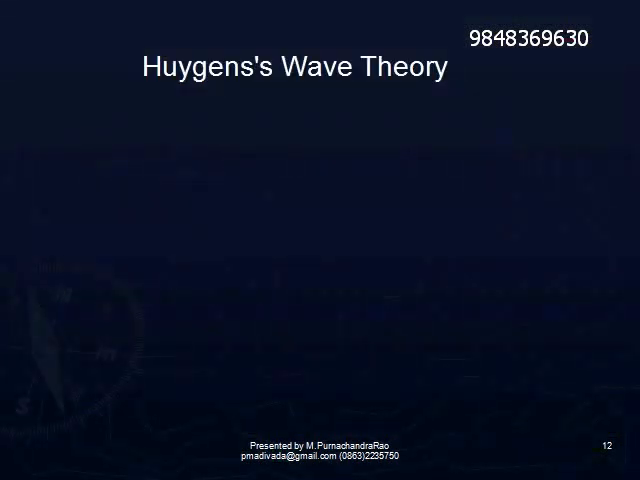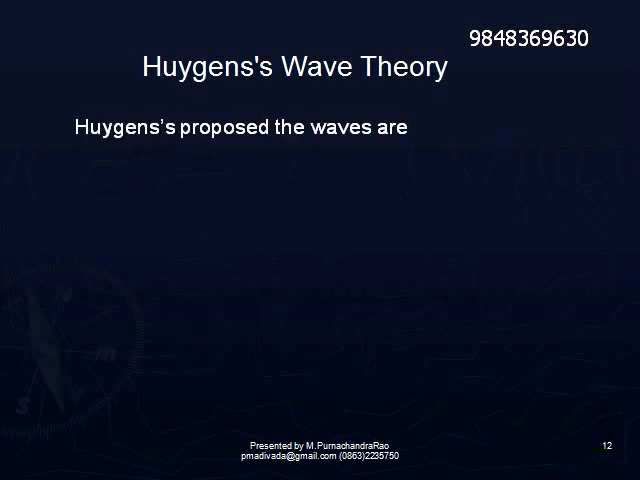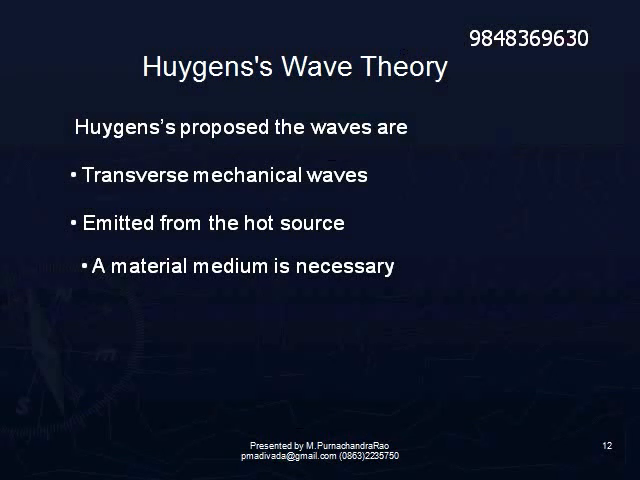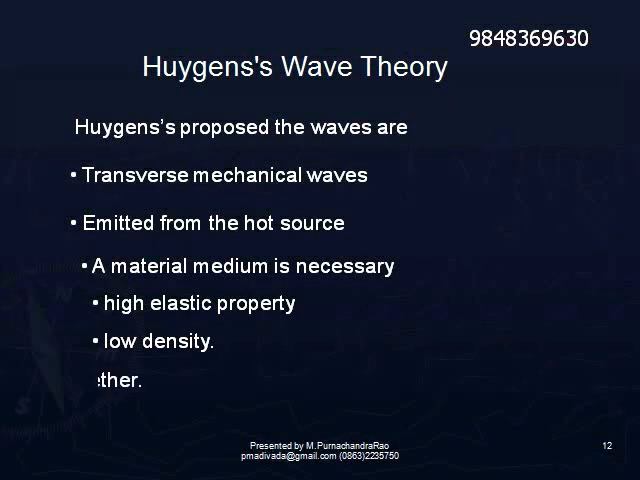Huygens wave theory. Huygens proposed the wave theory, and his propositions are: light is composed of mechanical waves, that too transverse mechanical waves. Without any reason, he proposed them to be transverse mechanical waves. And these waves are emitted from a hot source. For the propagation of these mechanical waves, a material medium is necessary.